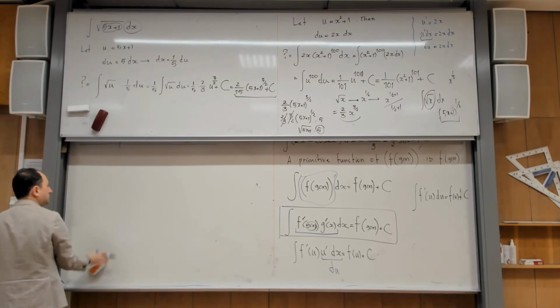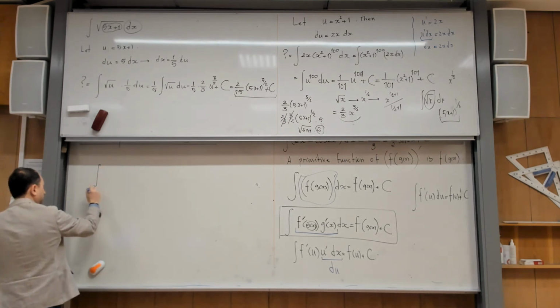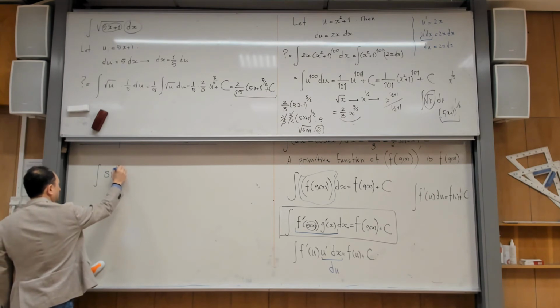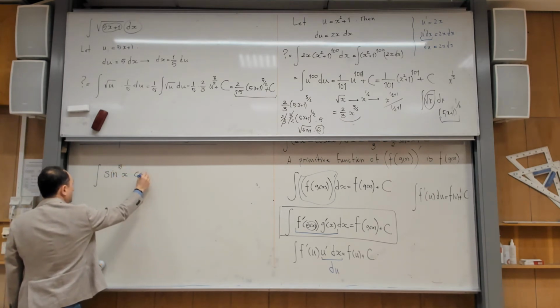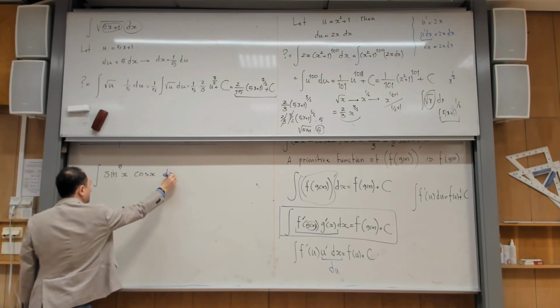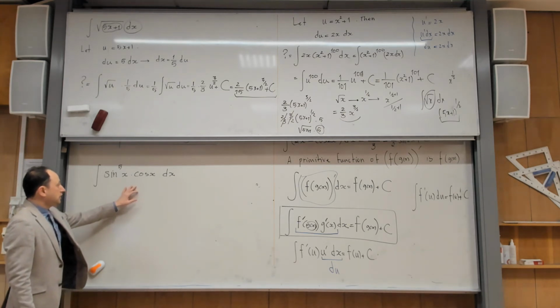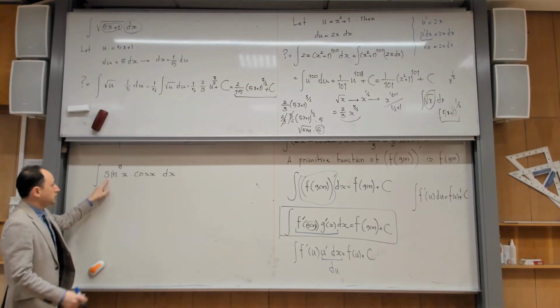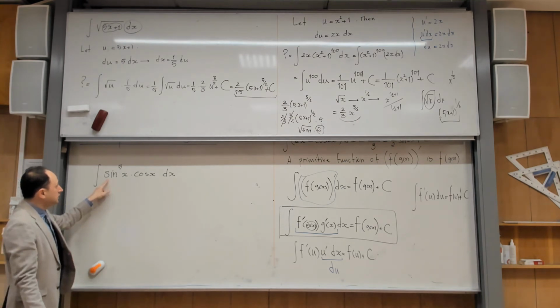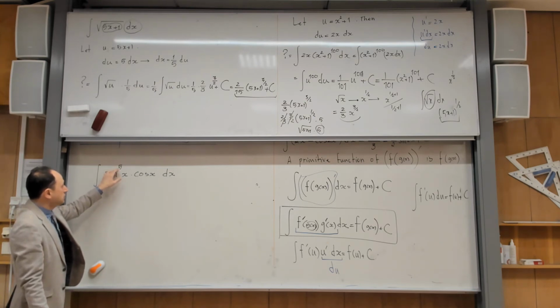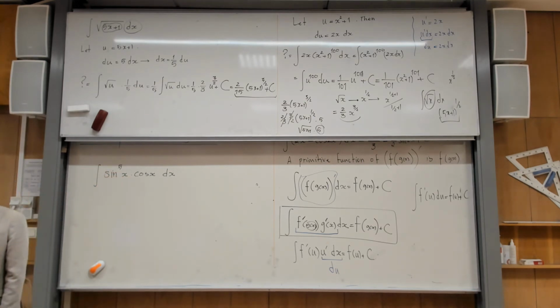For example, let me ask you this question. The integral of sine to the power of 5x multiplied by cosine x dx. So we want to calculate this. I am asking for finding a primitive function for this function. So it means that when I differentiate that function, it turns out to be sine x to the fifth multiplied by cosine. Okay, so this is not a standard problem so far because you didn't know how to do it. But now we want to learn how to do it using this method.